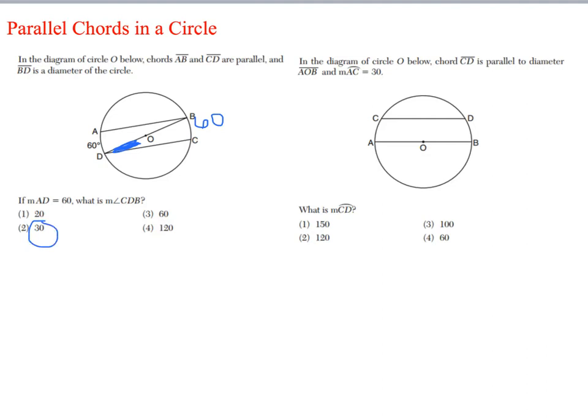For the problem on the right, they give you that AOB is a diameter. AC is 30, which makes DB 30. Since the diameter basically splits a circle in half, the top half has to equal 180, which makes the missing piece 120.